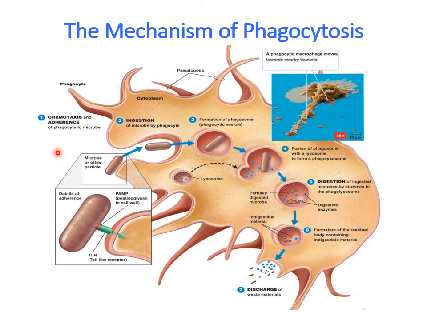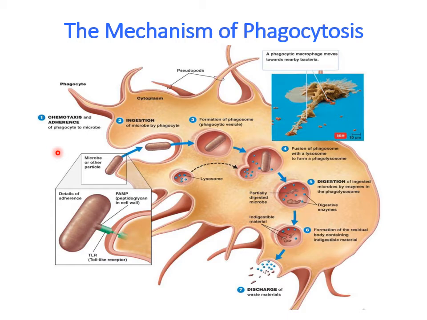Adherence is facilitated by the attachment of PAMPs of microbes to receptors, such as toll-like receptors, on the surface of phagocytes. The binding of PAMP to toll-like receptor not only initiates phagocytosis, but also induces the phagocytes to release specific cytokines that recruit additional phagocytes.